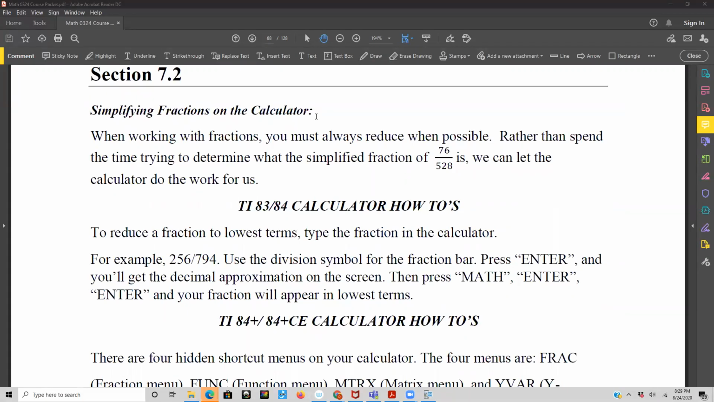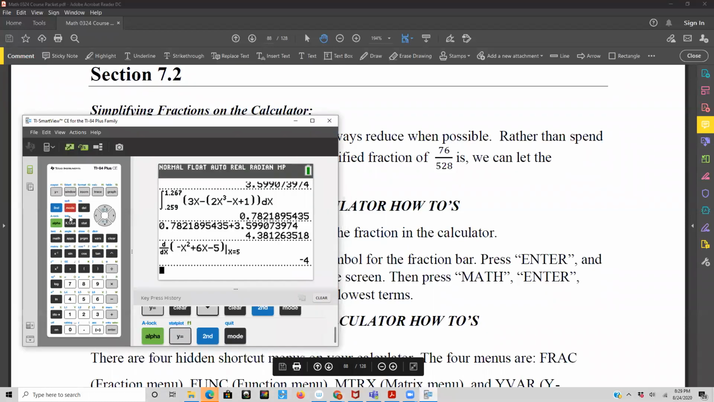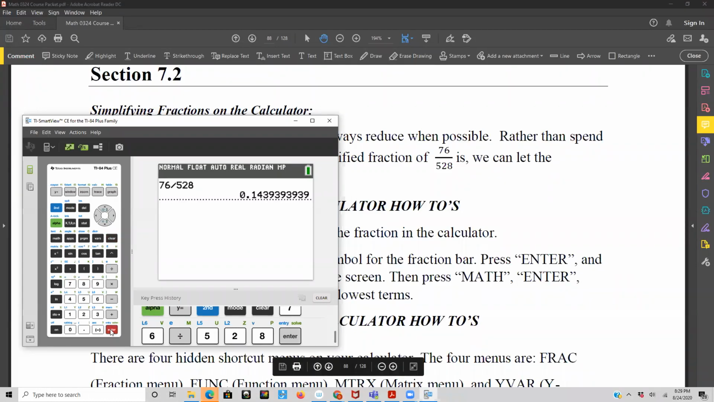A lot of times we want to reduce fractions on a calculator, and reducing fractions is actually quite easy. So I want to reduce 76 over 528. I'm going to share my calculator here, and clear all my mess up. All you have to do is simply type 76 divided by 528 and press enter. Now what you're going to get is the decimal form, 0.1439.